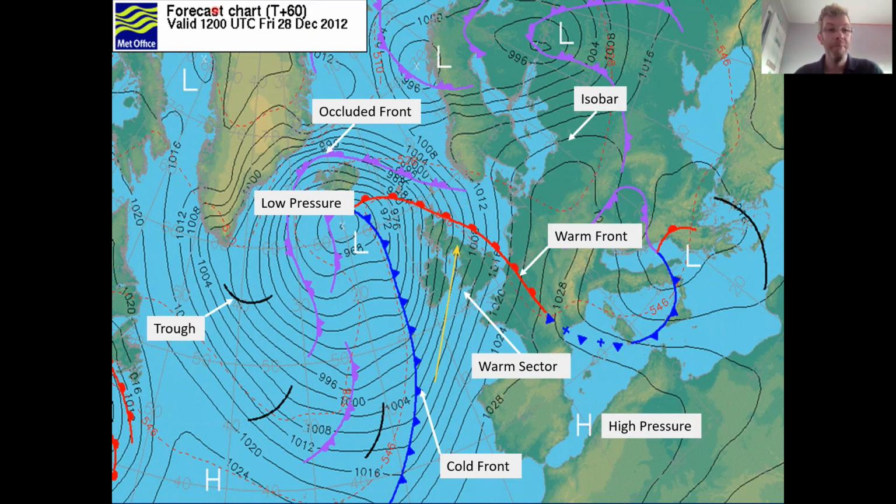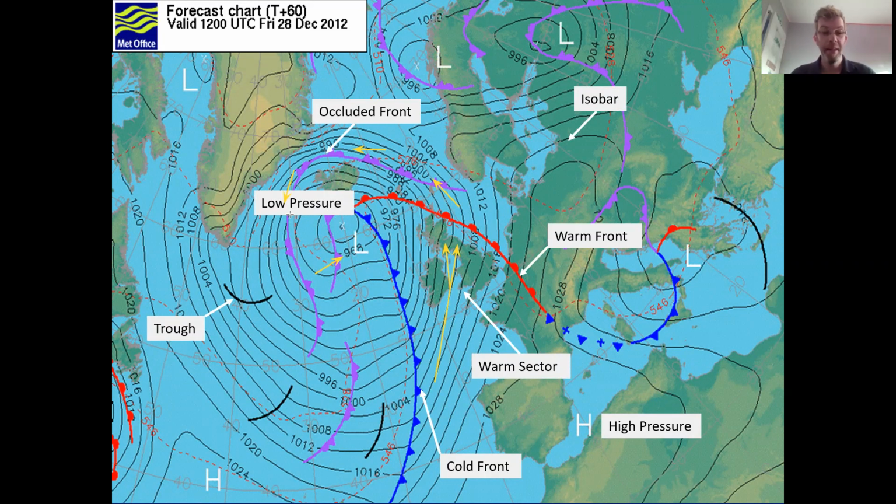We can tell a number of things from this, and I'm just going to come back with my little yellow pointer, and you can see if I draw a couple of lines on these synoptic chart lines, the isobar lines, we can start to get an idea of what the weather's being in the wind, and the wind's the crucial bit.